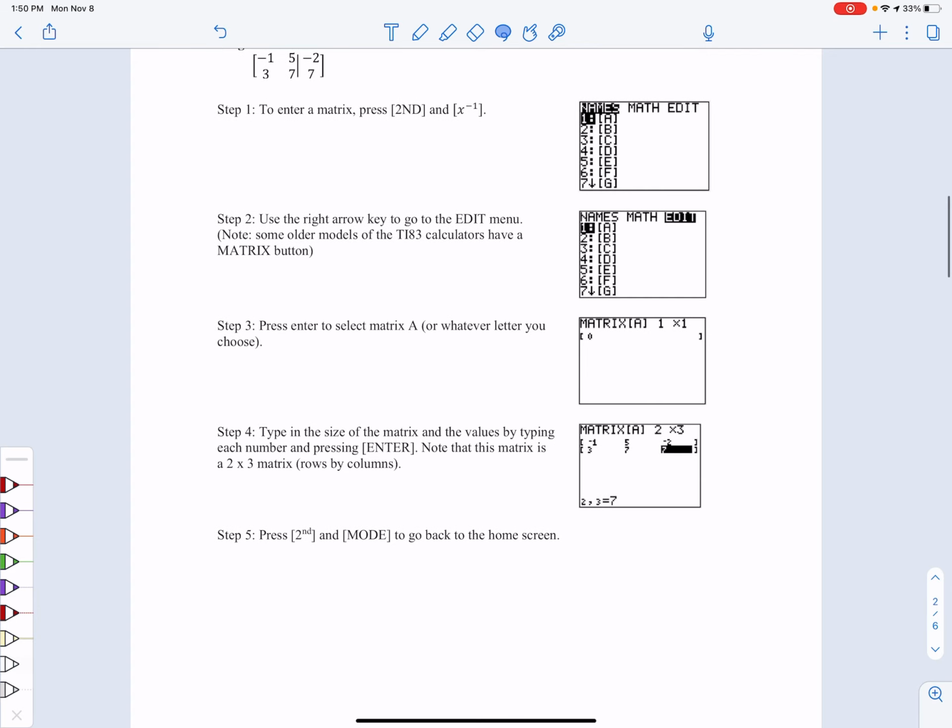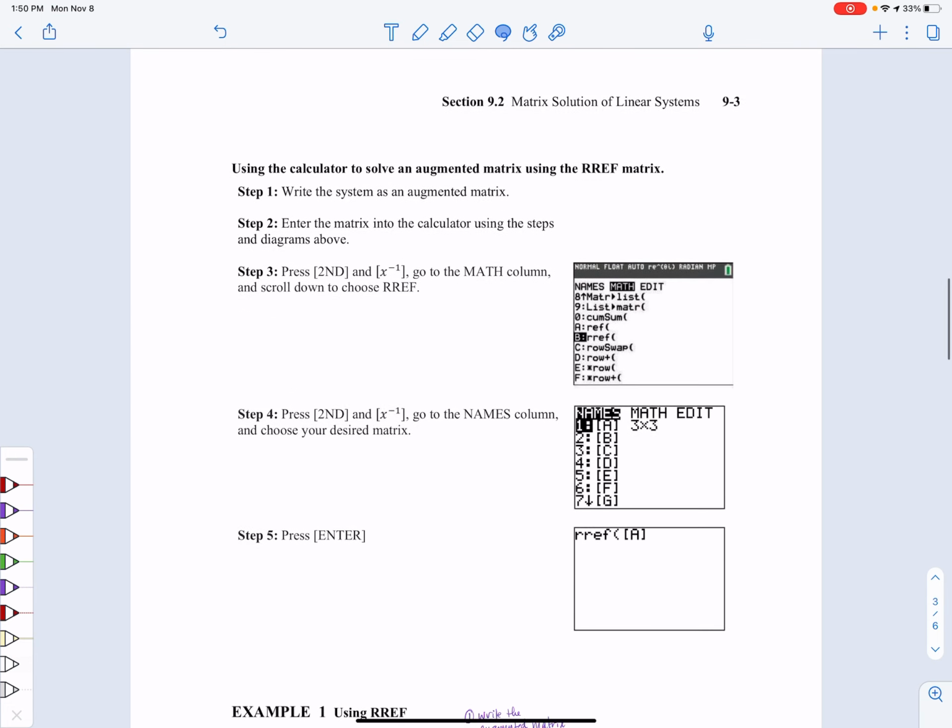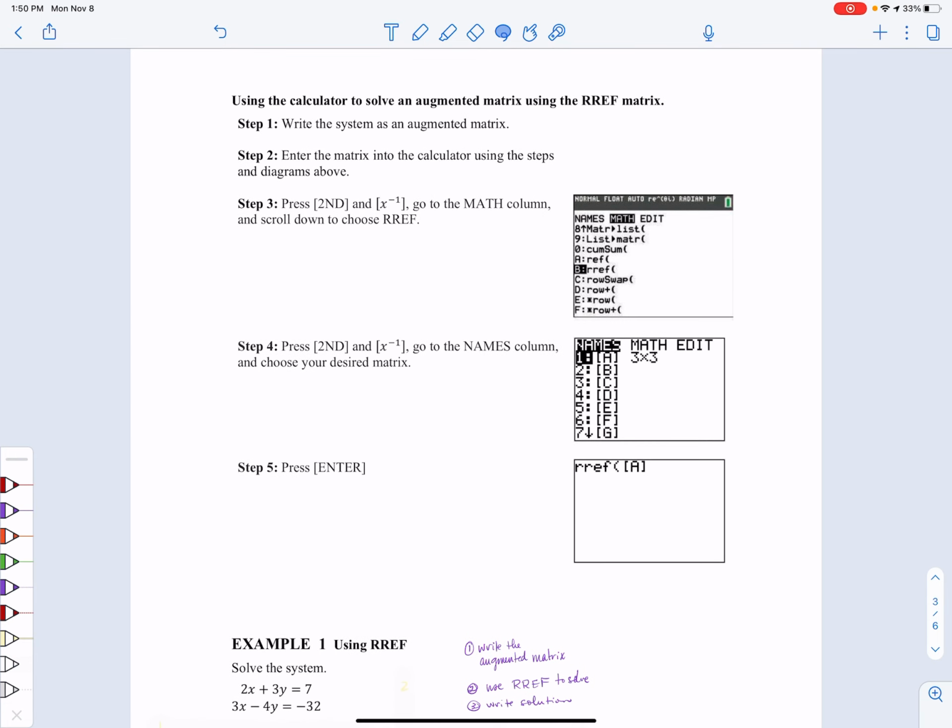All right, so hopefully you've had a chance then to enter your matrix into the calculator. And now we're going to do the same thing over again, only this time you're not just going to enter a matrix into the calculator, you're going to use reduced row echelon form in the calculator to solve a system of equations.